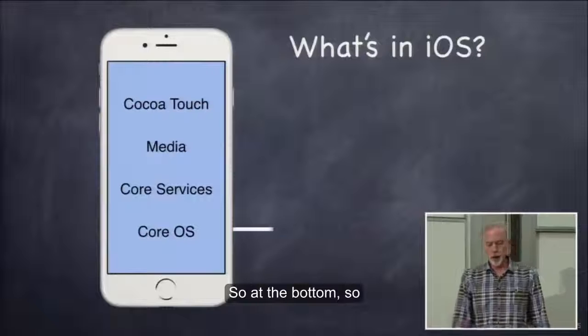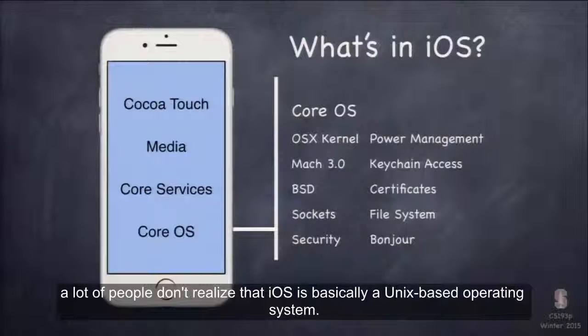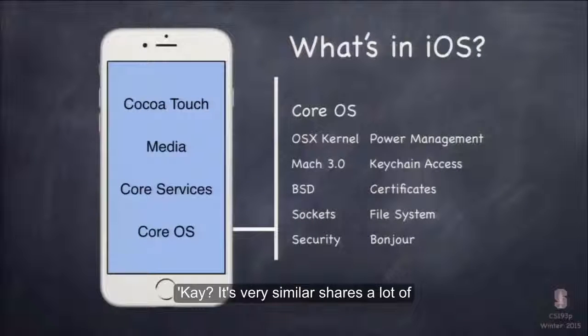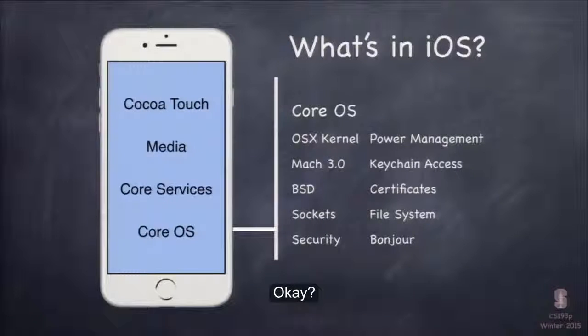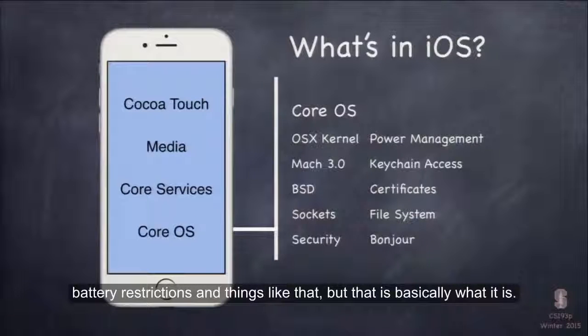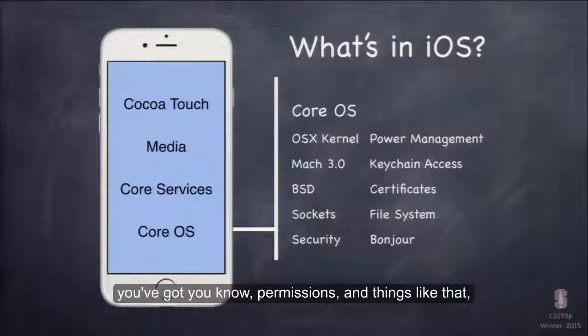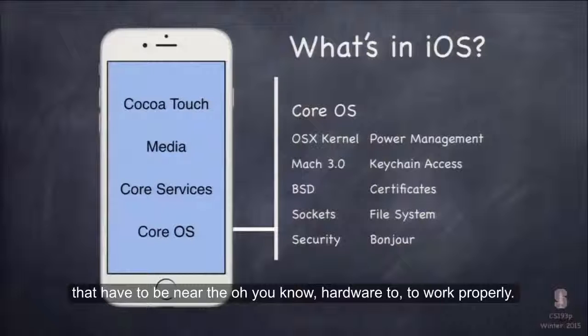So at the bottom, a lot of people don't realize that iOS is basically a Unix-based operating system. It's very similar, shares a lot of the core of Mac OS X. Now it's certainly optimized for mobile devices, which have battery restrictions and things like that. But that is basically what it is. And so down at that layer, you've got sockets and permissions and things like that that have to be near the hardware to work properly.